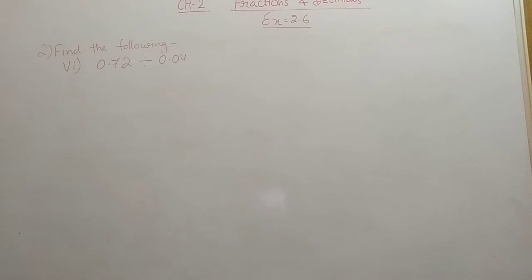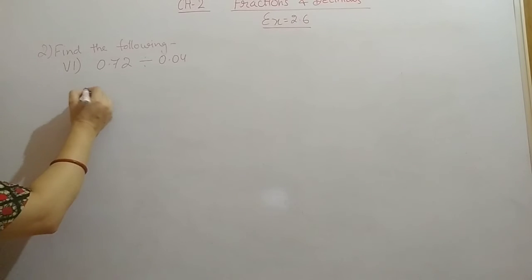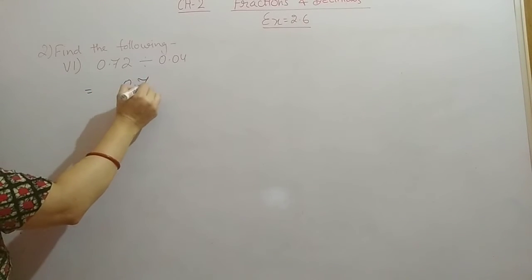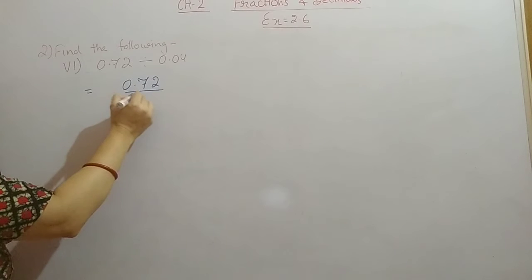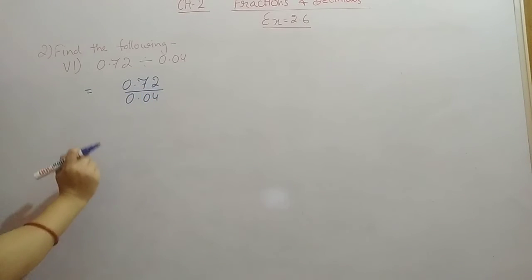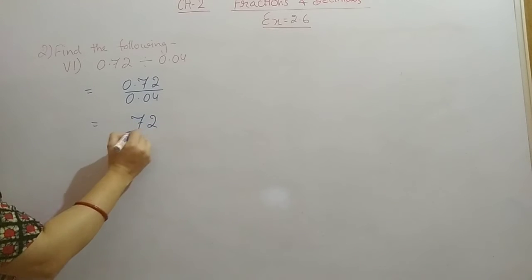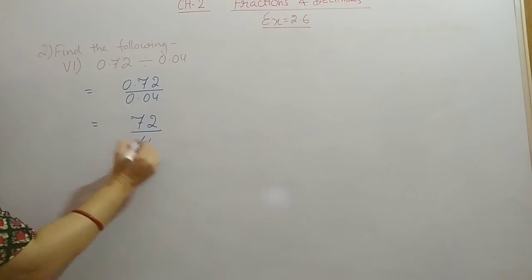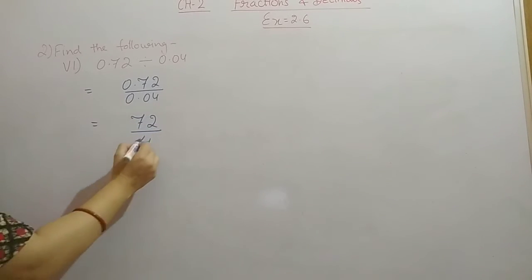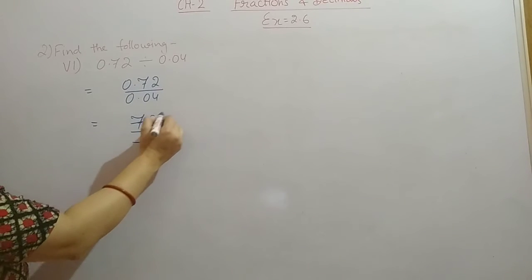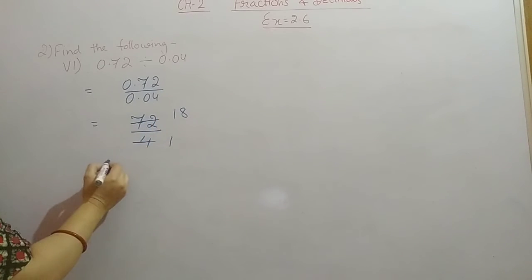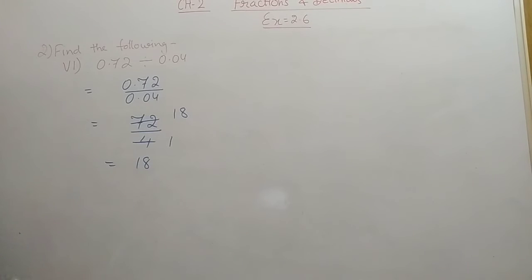Sixth part, 0.72 divided by 0.04. 2 decimals in the numerator, 2 decimals in the denominator. So we can leave the decimal. We can write it as 72 by 4. You can cancel by the 4 table. 4 1s are 4, 4 1s are 4 and 4 8s are 32. So the answer here is 18.